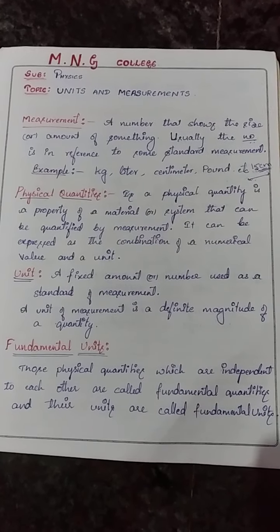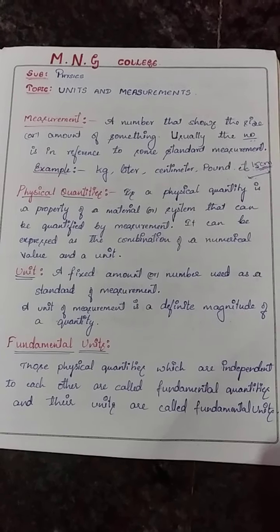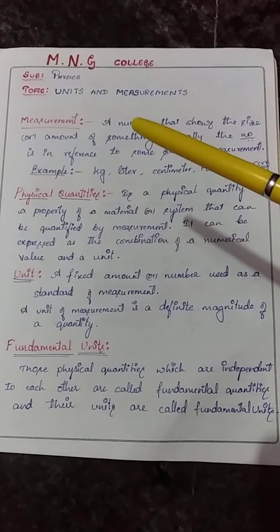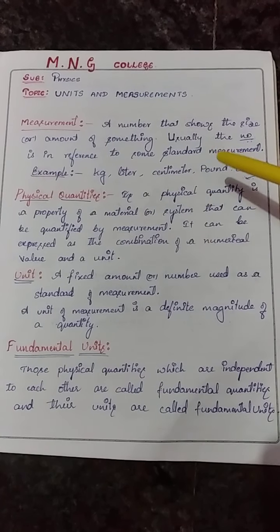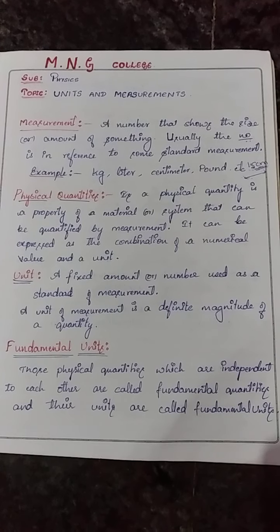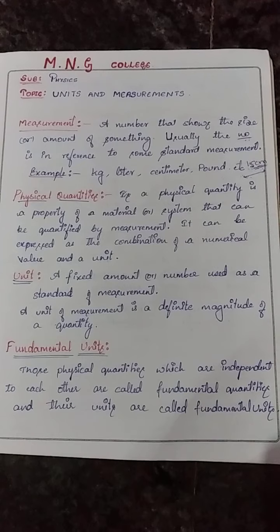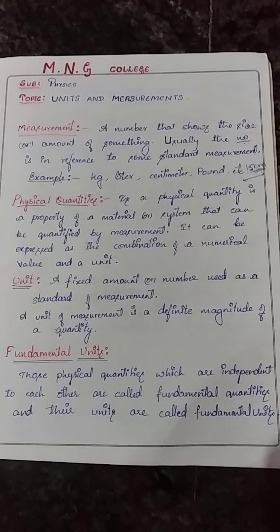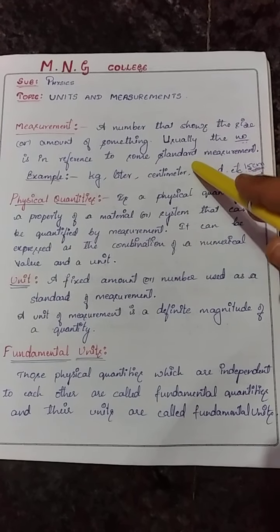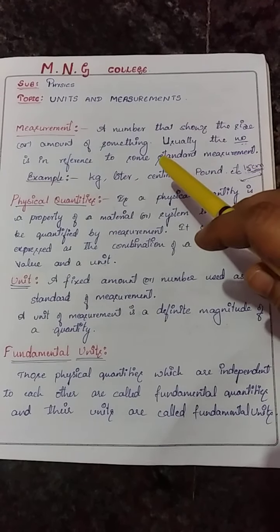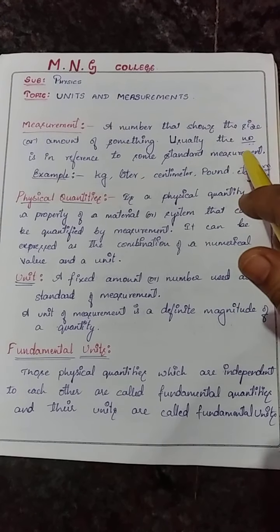First we have to know the definition. What is the basic definition of a measurement? A measurement is a number that shows the size or amount of something. Something means any object we can see. That number refers to a standard measurement, that we call measurement. Example: kg, liter, centimeter, pounds, like that.